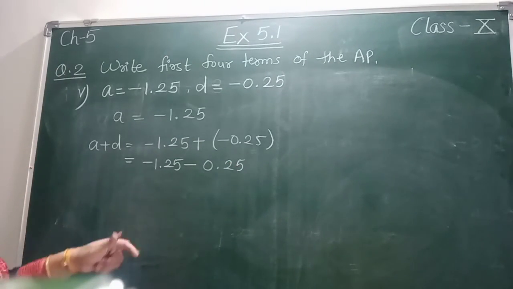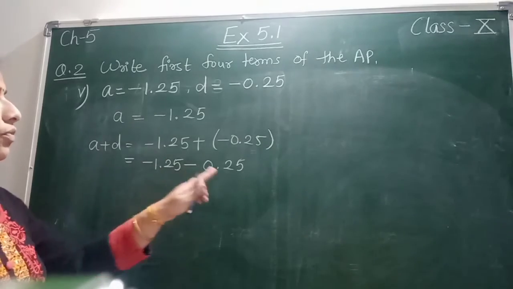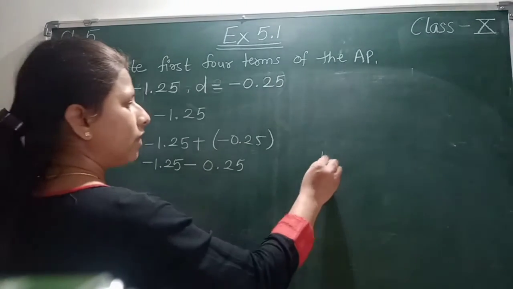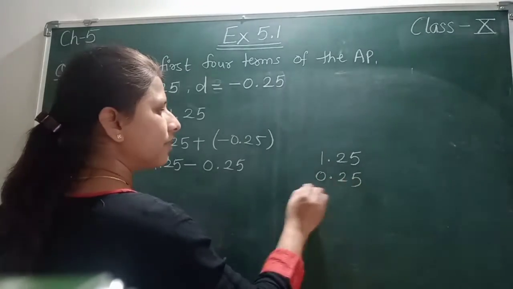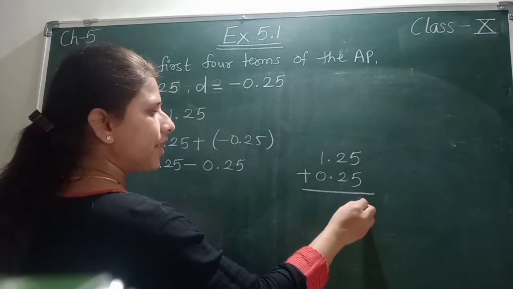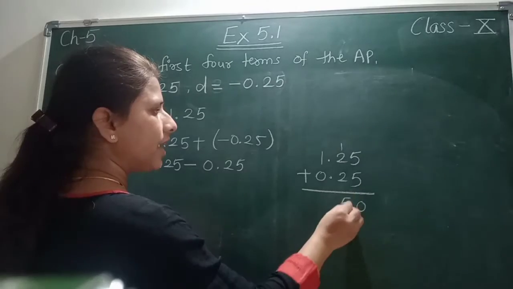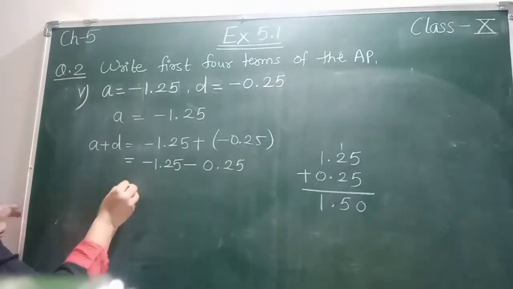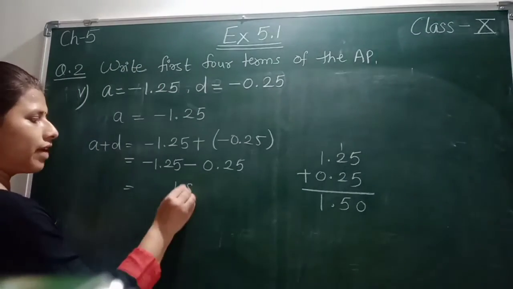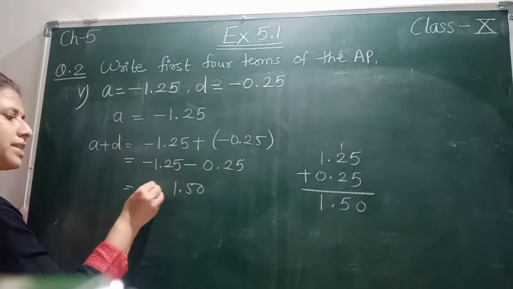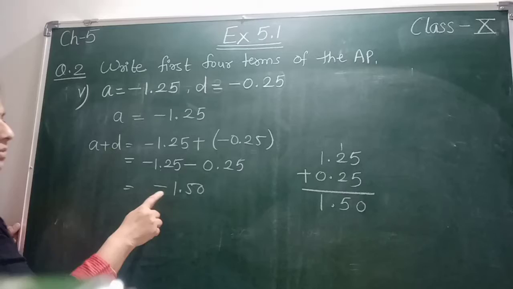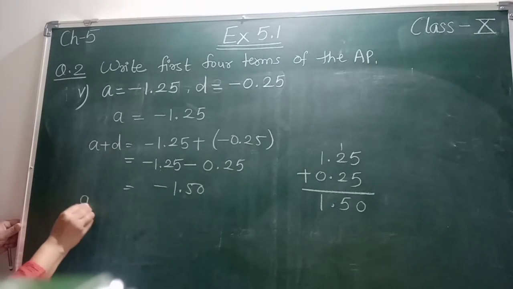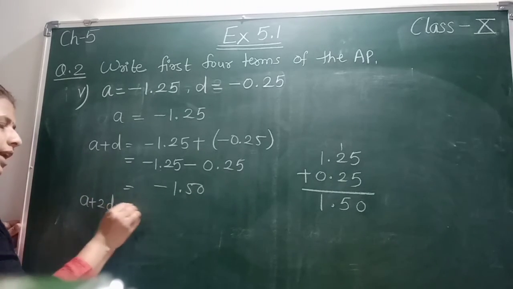Now we will add this -1.25 and 0.25. 5, 5, 10, 5. What we will get? We will get 1.50. And since the bigger number is negative, our answer will be negative. Second term is -1.50.